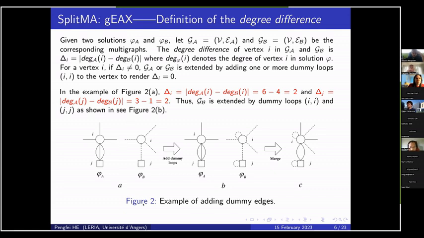So in this figure, we can easily find delta i equals 2 and delta j also equals 2. If we want to make delta i equal 0, the easiest way is to add a dummy loop ii in the corresponding solution. For example, there is a dummy loop ii in solution B.